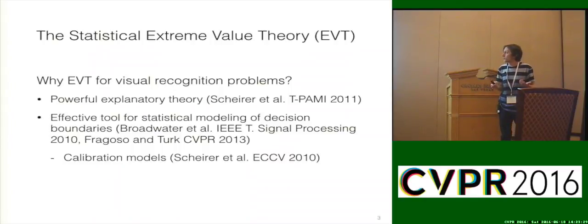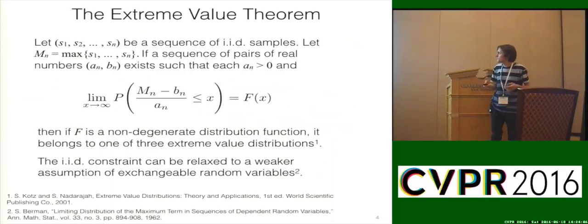So it's a powerful explanatory theory, and we've published a few papers explaining why, and I'll touch on that. But most importantly, I think for our purposes in the open set recognition world, it's a very effective tool for statistical modeling of decision boundaries. And we'll explain why. And we're finding it now as a useful tool for calibration models, for supervised machine learning, and we can also apply it inherently in the objective function of a supervised learning algorithm itself to do the learning component as an alternative to other things like kernels.